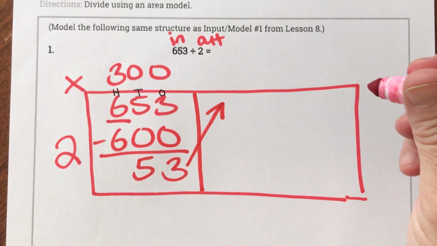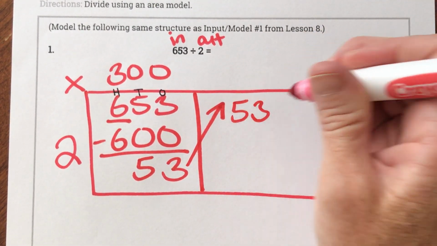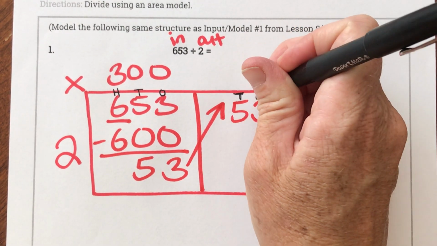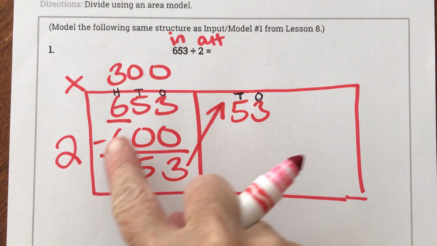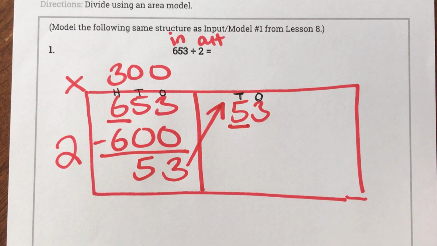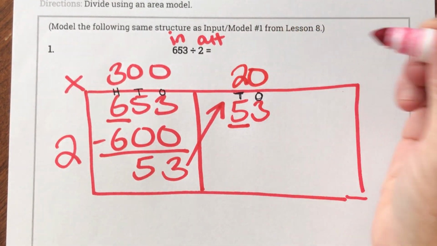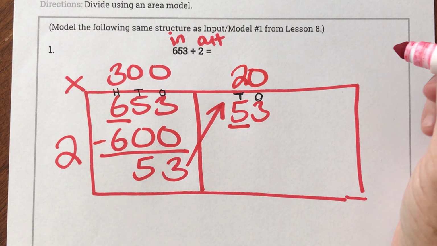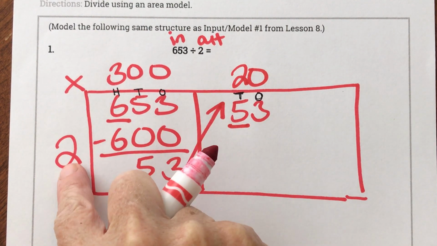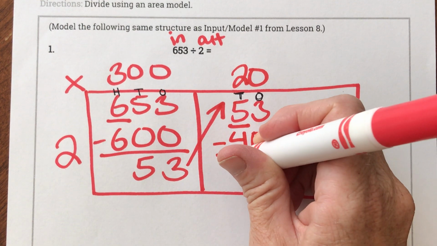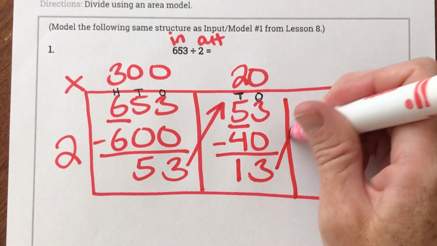And I'm going to bring that up, and that's going to be my next section. Again, I like to have my place values, ones and tens. Then I say, can 2 fit into 5? Yes, 2 can fit into 5 2 times. But since I'm in the tens place value, it's going to be 2 tens, which is 20. So 20 times 2 is 40. Let's subtract, and we get 13.